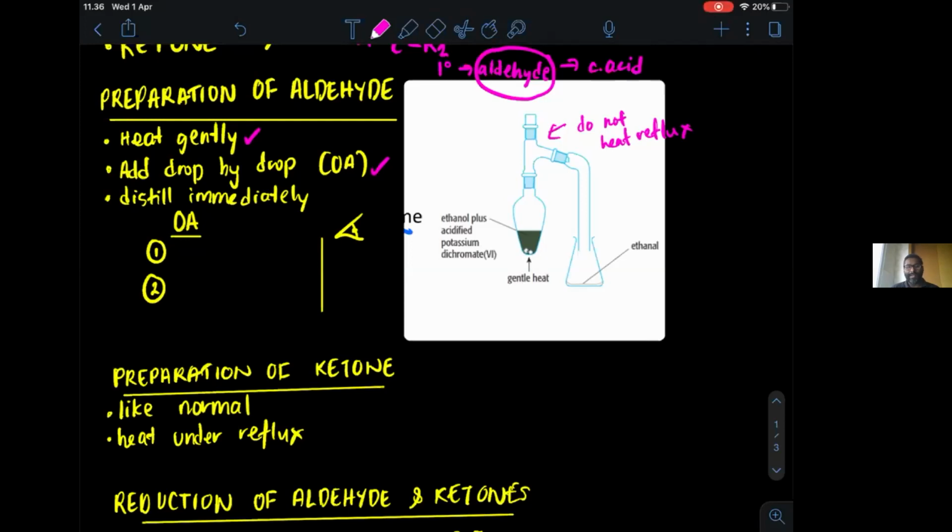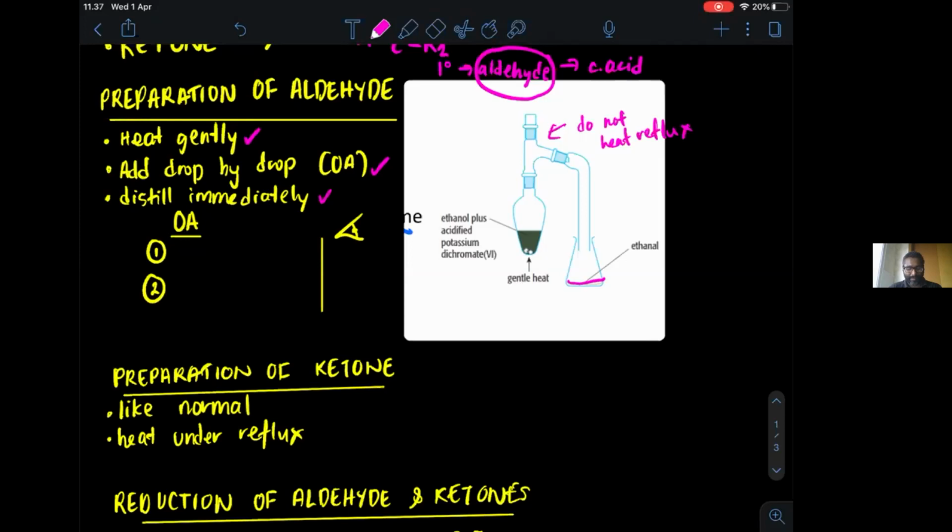As we are adding the oxidizing agent, as the primary alcohol changes into aldehyde, we are going to distill them immediately. So you are going to get the aldehyde formed over there. But we need to consider what are the suitable oxidizing agents that will be used for this reaction.